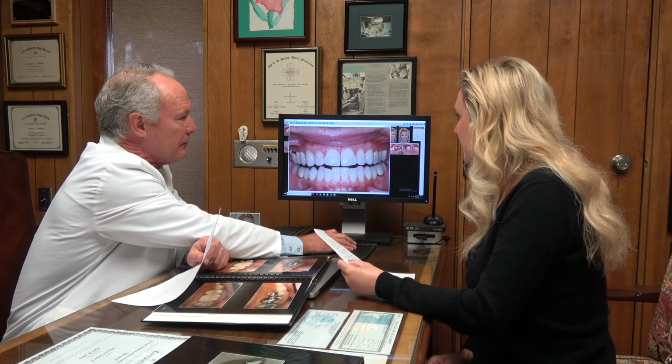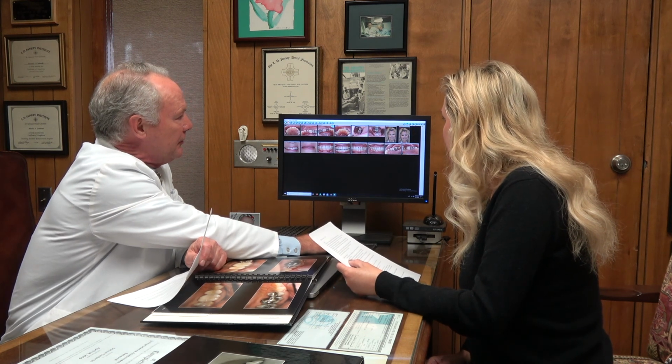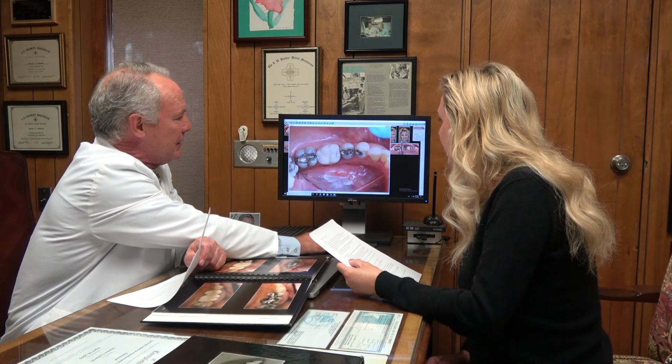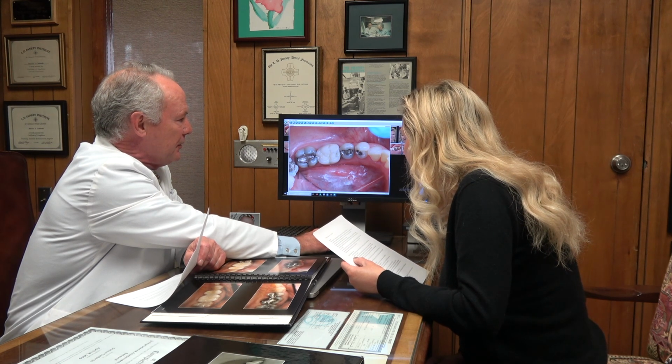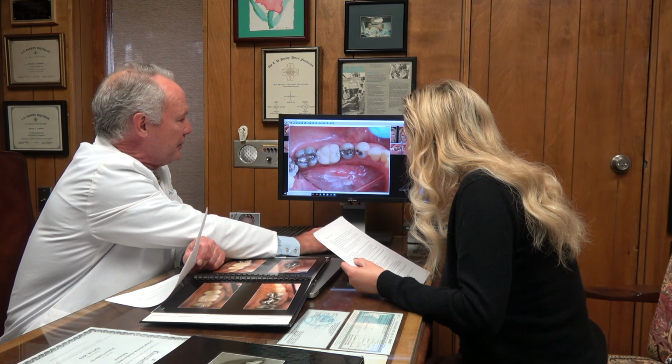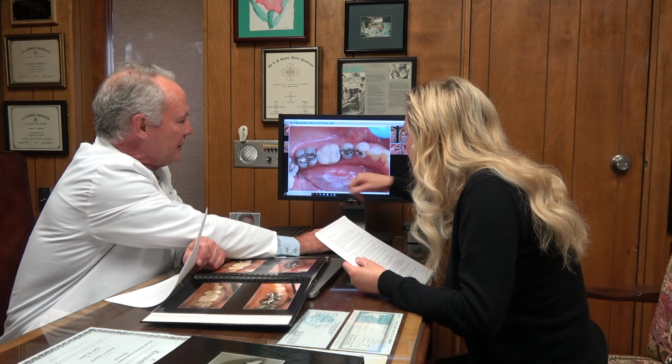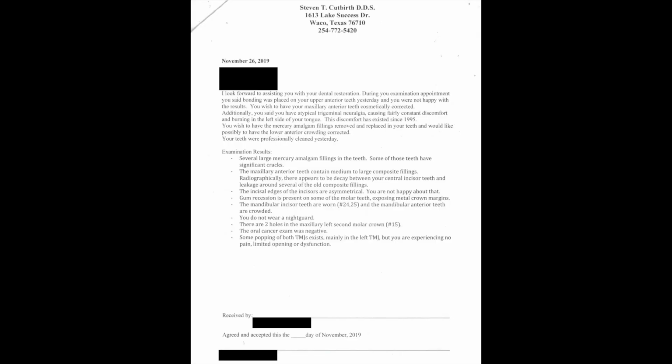Yes. It was so clear when I saw those photographs. Isn't photography fantastic? I had no idea. Well, I am such a visual learner. If somebody just tells me something, it goes over the top of my head. That looks terrible. That's really worrisome right there. Yeah. The maxillary anterior teeth contain medium to large composite fillings.